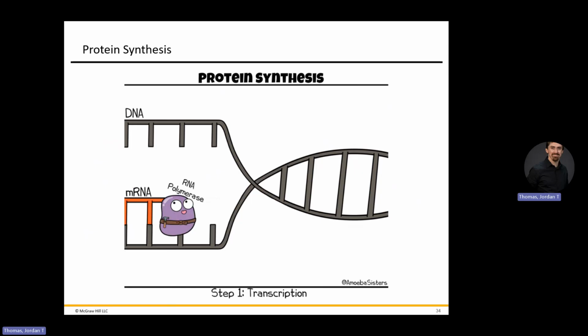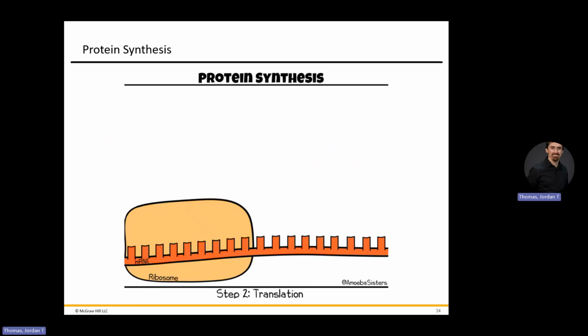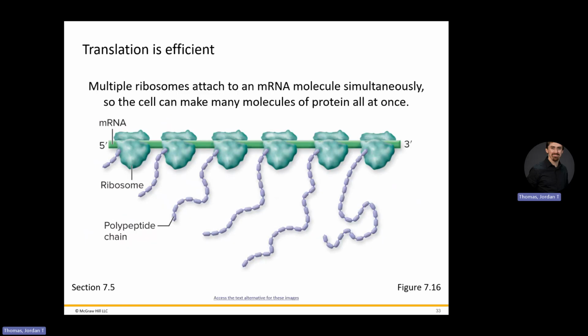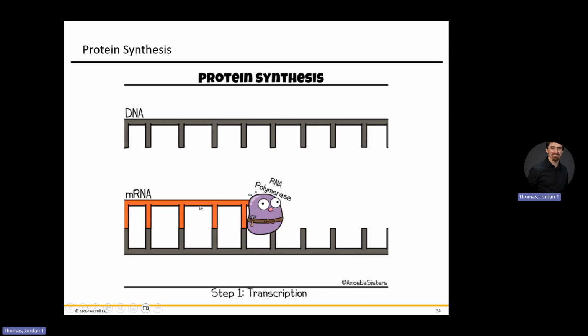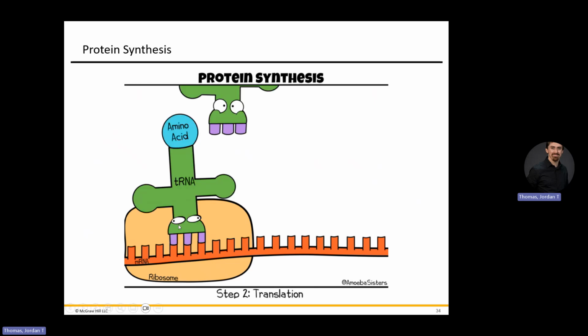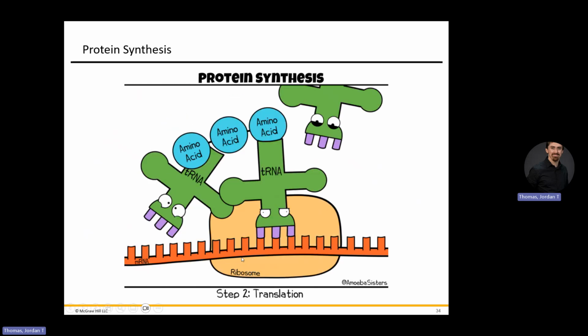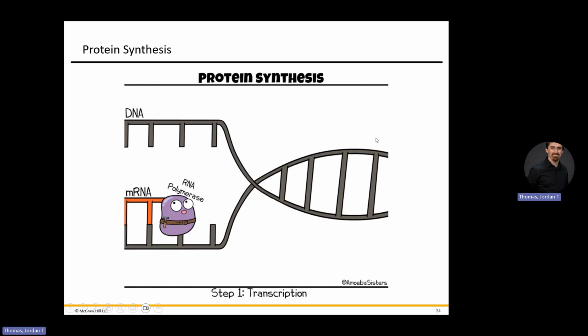I like this video. It kind of shows you a little bit of how it works. Transcription and translation. So I want to start again with this. At the beginning, we have DNA. RNA polymerase comes in, opens it, makes mRNA, the messenger, in transcription. That goes to step 2, translation, where we have ribosome grabbing the mRNA and tRNA coming in, reading the mRNA to put the amino acids together in the right order.